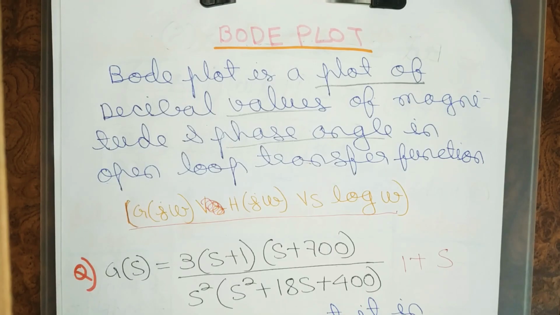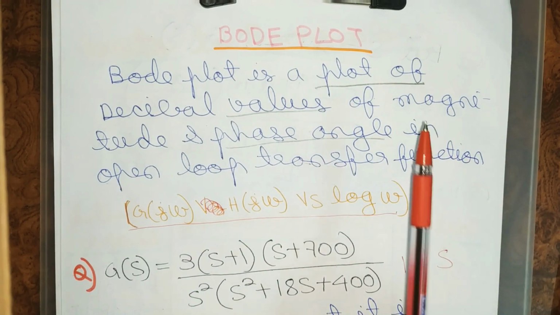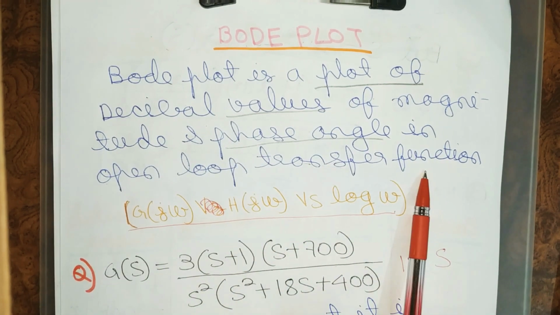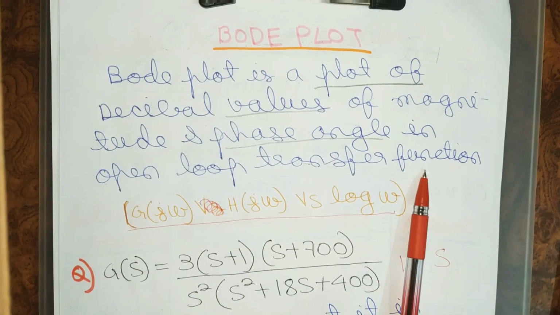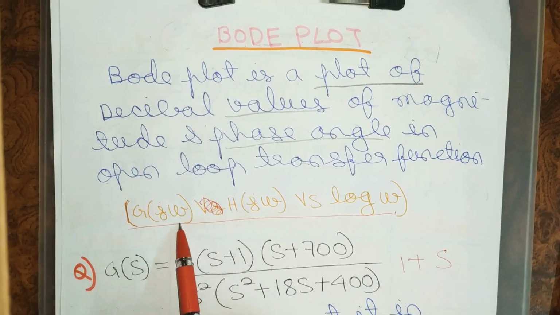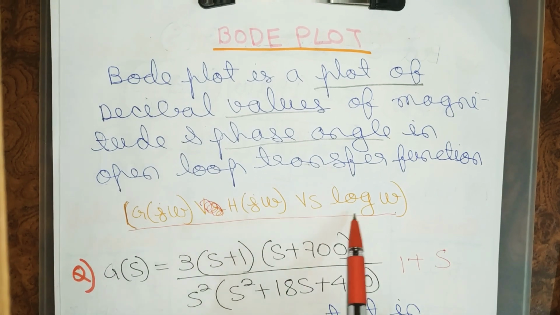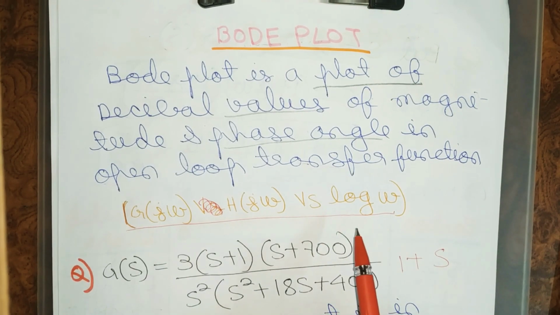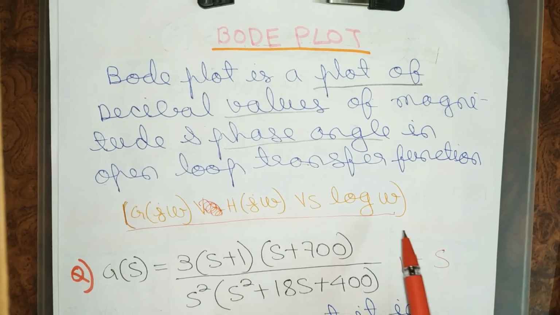So first of all, you need to know what is Bode plot. Bode plot is a plot of decibel values of magnitude and phase angle in the open loop transfer function. This is the magnitude of G(j omega) H(j omega) versus log of omega. So this is the definition of Bode plot. Now for solving Bode plot, you need to remember some points.